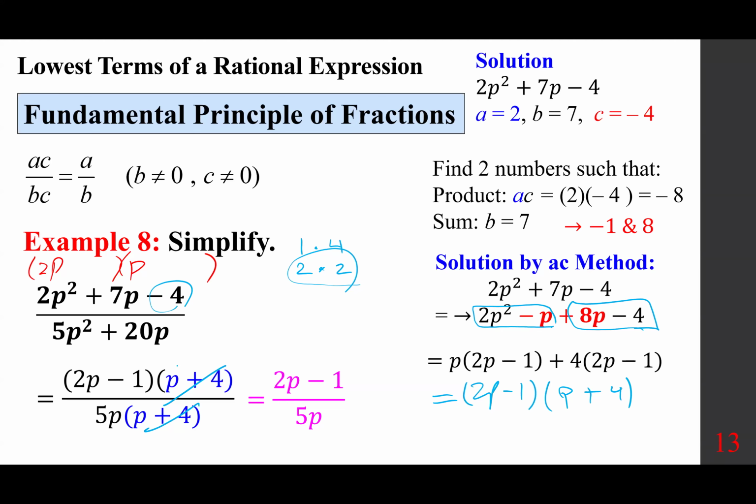So a quick recap. Any fraction must be put in its lowest term. When we have polynomials, we try to factor it. The denominator was obvious. It had a GCF, greatest common factor. The numerator, we did the AC method. So this is the one I highly recommend you try with the method that I mentioned.